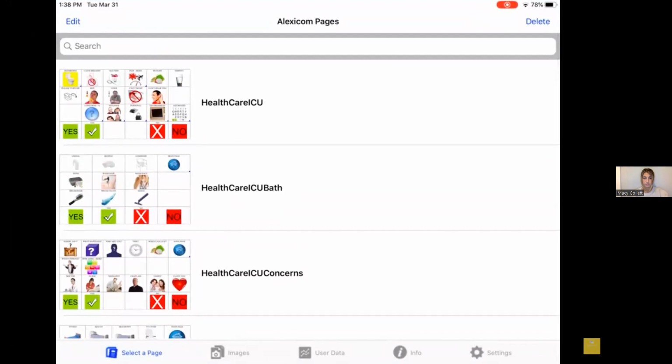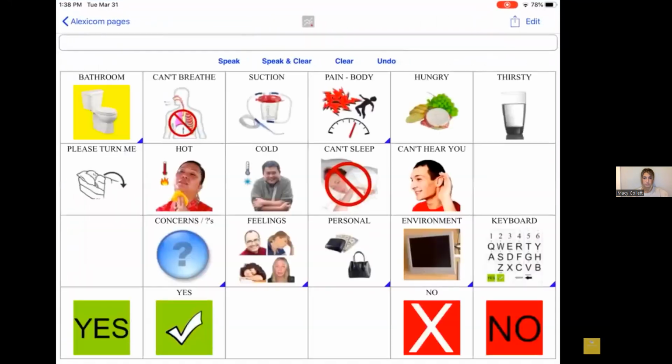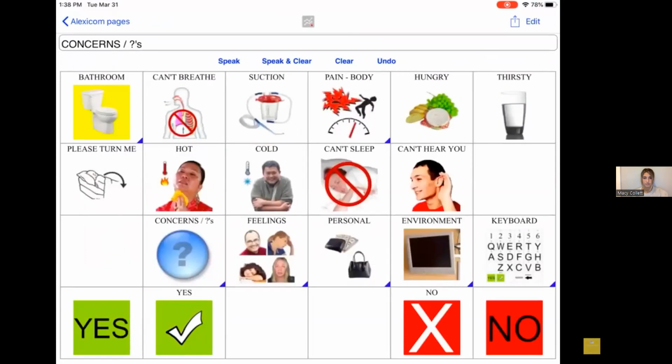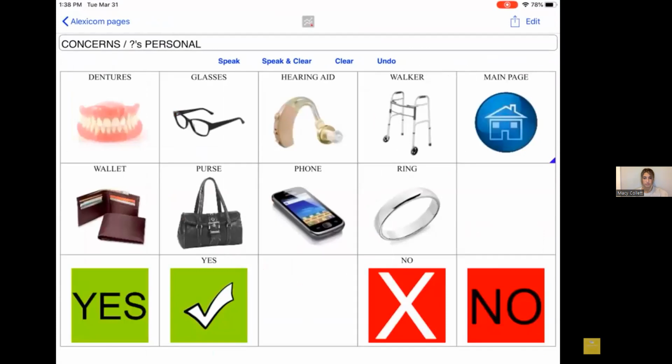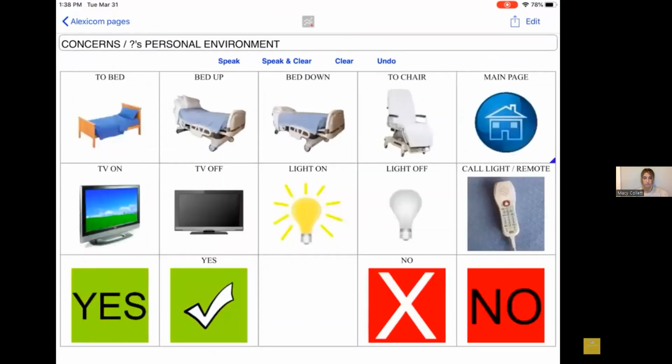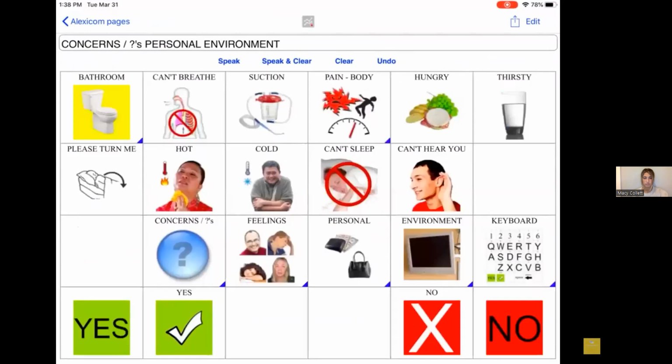So those of you that are familiar with our Elements apps, this list includes all the pages that are in the page set. The page at the top is the main home page. So when you click on it, you'll see the home page options. Anything with a blue arrow on the bottom right links to another page. Concerns and questions. Click it, you'll have some more options. So like I said, when we worked with the nurses and the speech therapists, this was the vocabulary that they saw parents or patients wanting to use most.